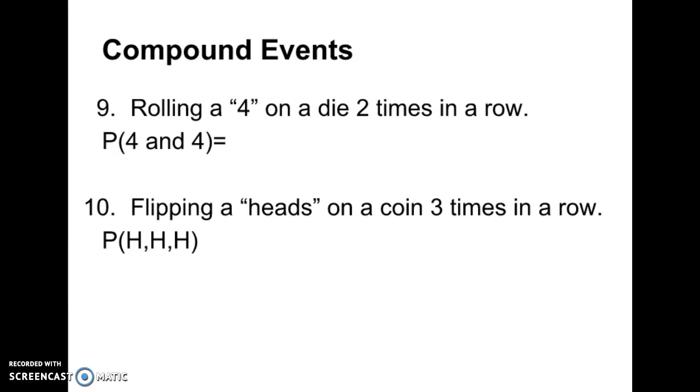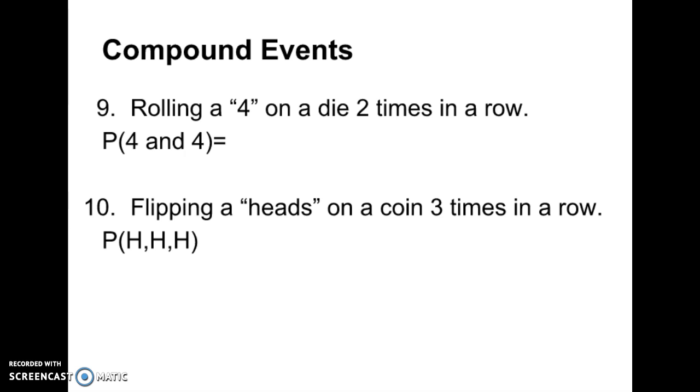Since they are more than one event, they call them compound events. So again, I'm just going to find the probability of each thing separately and multiply it together. So here's examples 9 and 10, and again, we'll do one more slide after this. Okay, so I'm rolling a 4 on a dice, and I want to find the probability of rolling a 4 and a 4. So I'm rolling the dice twice.